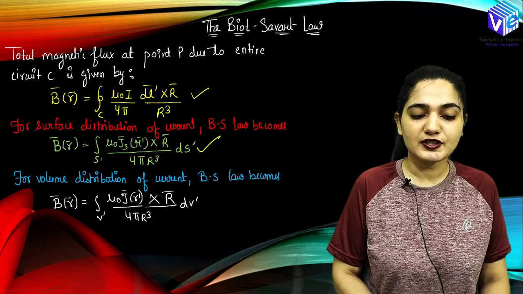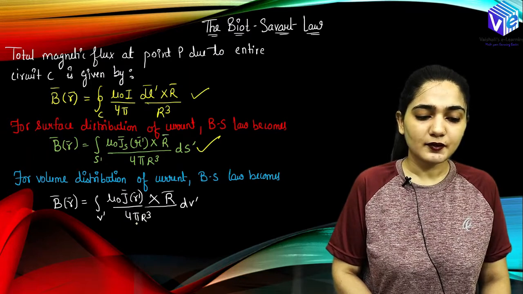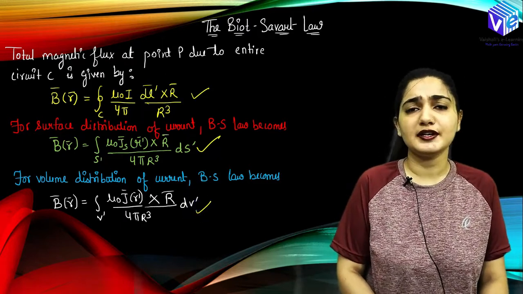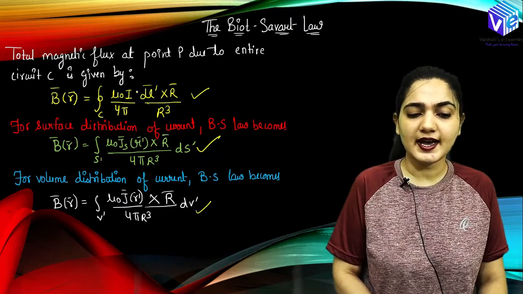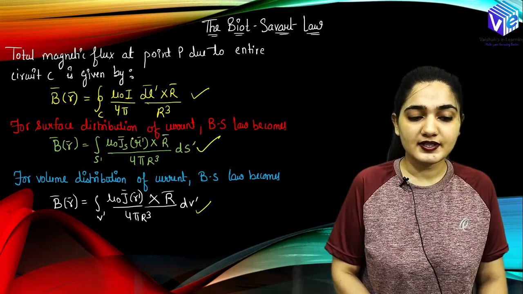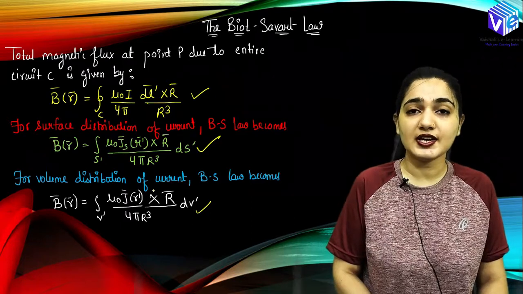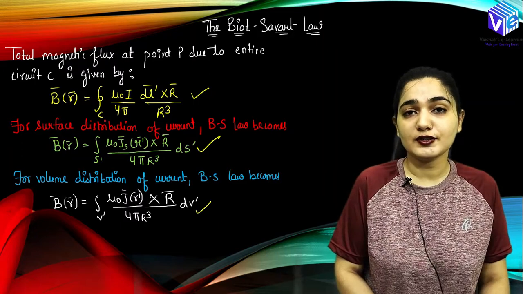So this is the volume distribution of the current, right, cross R vector upon 4 pi r cube dV. So now what is this surface distribution of current? What is this line distribution of current? For the line distribution of the current I had taken I. For the surface distribution I have taken JS. For the volume distribution I have taken JR. So what is this surface distribution, line distribution and the volume distribution of the current?